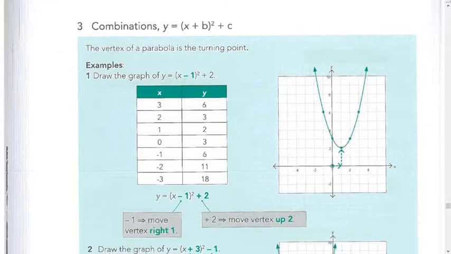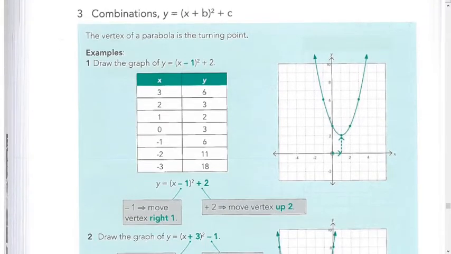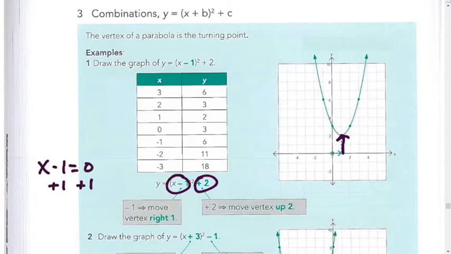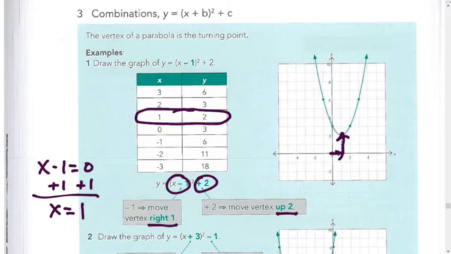So if you look at this particular one, plus 2 means that it's going to go up 2, right? x minus 1, set it equal to 0, tells you x is moving 1 to the right, right? So you see that the vertex, or the turning point, has moved to the right 1 and then up 2. Okay? And so you're always able to tell where the vertex is going to be, and so we always know which point that is. So (1, 2) means that that point is the vertex.